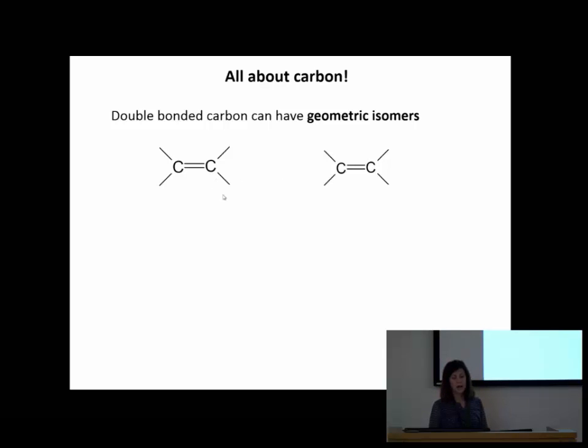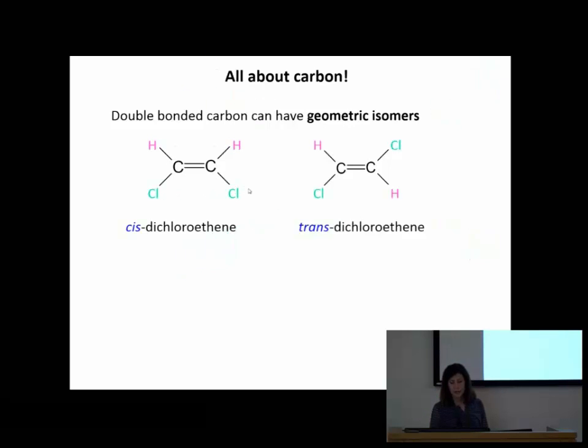And in order to have a geometric isomer, each carbon must be bound to two different things. So let's look at this carbon. It's bound to a hydrogen and chlorine. That's two different things. This carbon is bound to a hydrogen and chlorine. It doesn't have to be bound to the same things that are on the other side. It's just that each carbon of the double bond has to have two different things on it.